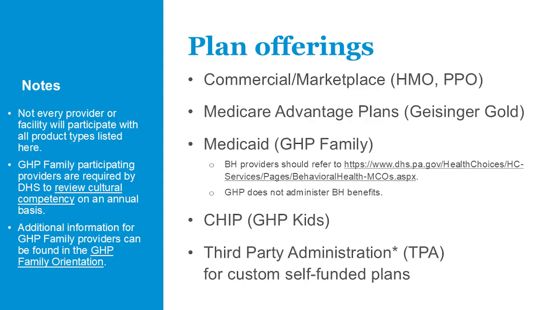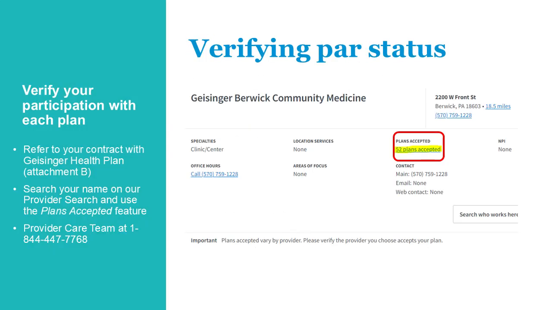If you are unsure about what individual lines of business you participate with, follow up with your assigned provider engagement liaison. While your provider engagement liaison can always help with product participation questions, you can also check this yourself. To determine your participation status and tiered status, you can search this similar to how members search. Go to geisingerhealthplan.com and click Find a Doctor.